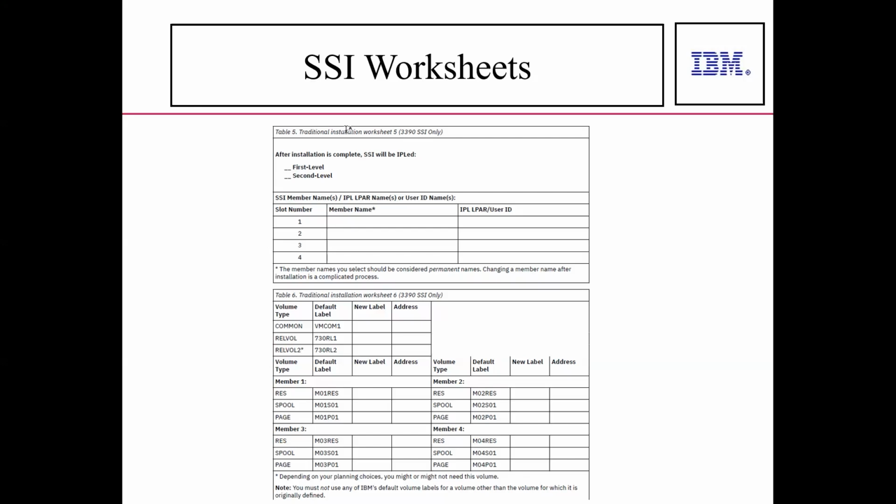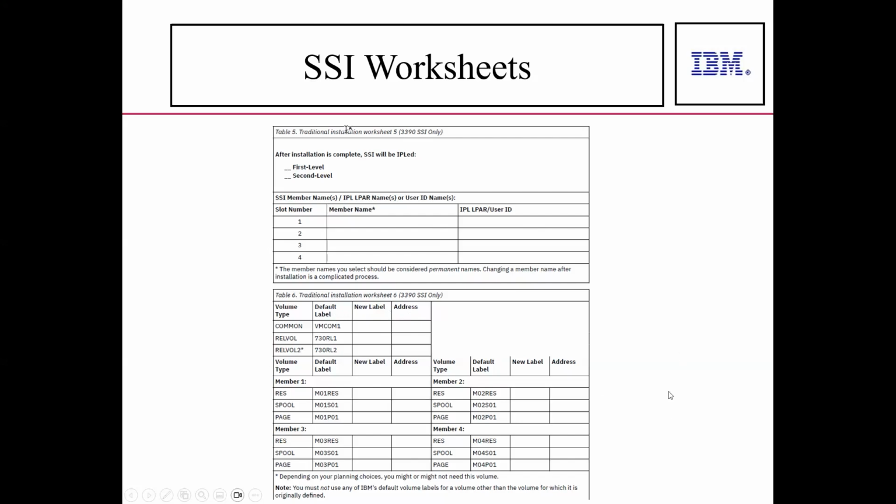Now, when you're installing an SSI, you need to supply the system name, so the member name. I'm going to have VM01, 2, 3, and 4, and then the LPAR or virtual machine name where each of those members will run. You then also have potentially a lot more DASD addresses because you have some common DASD that exists and is shared read-write between all members of the cluster.